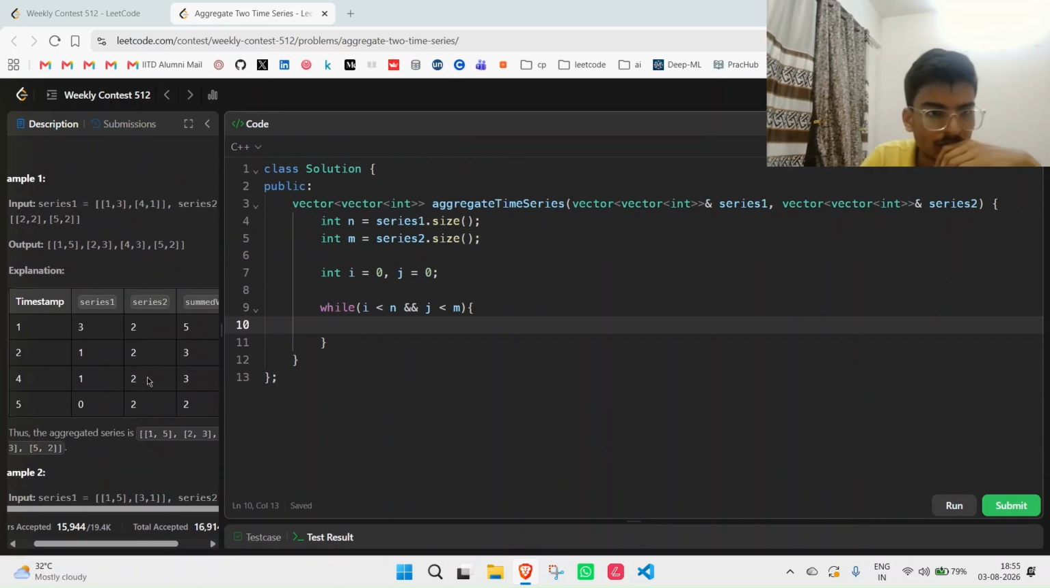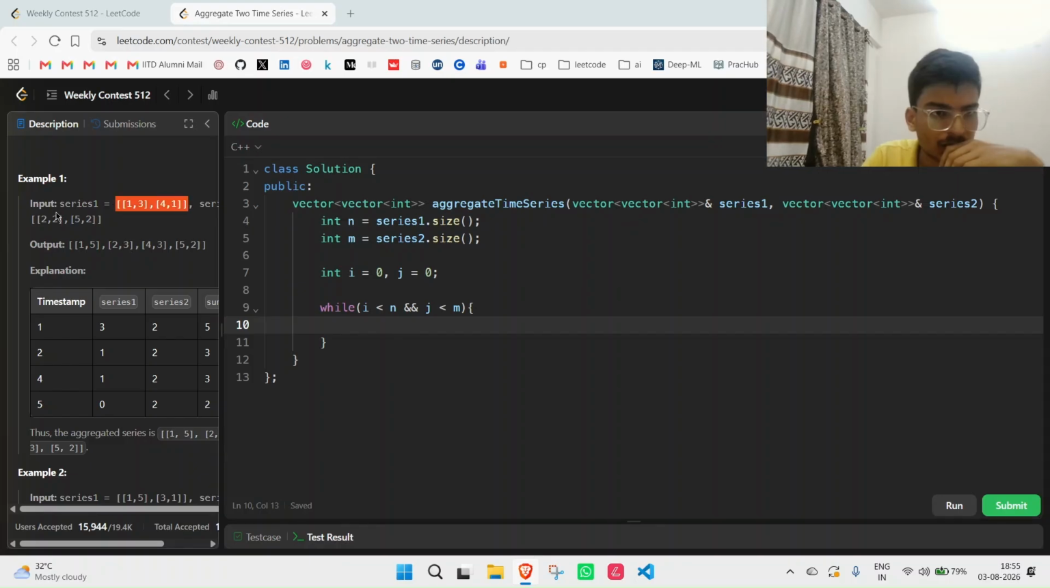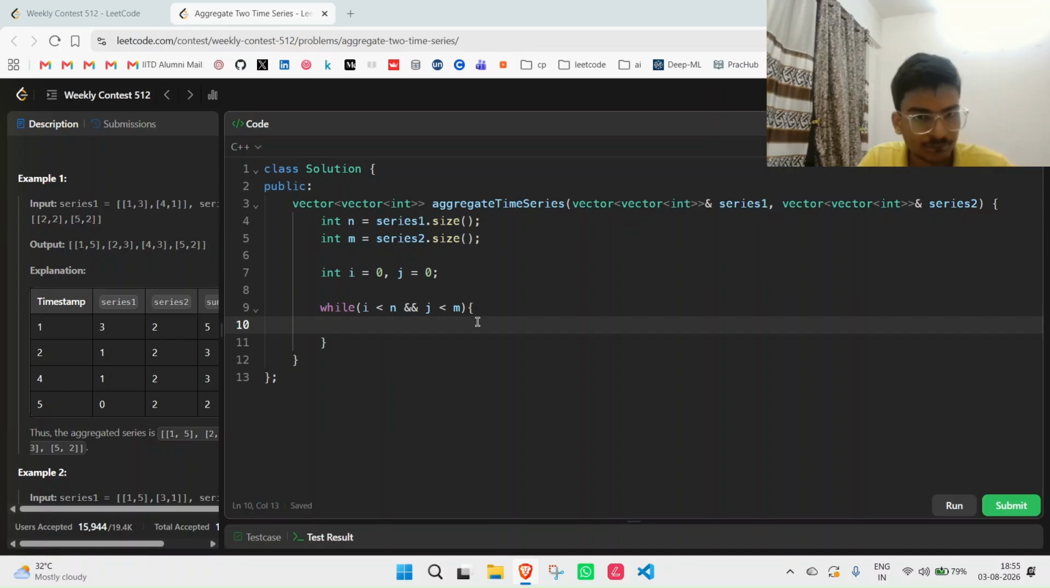Since they are already sorted in strictly increasing order, both series 1 and series 2, if series 1 of i of 0, the timestamp, and if both are equal, then compare with series 2 of j of 0.